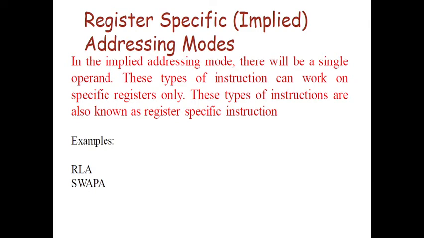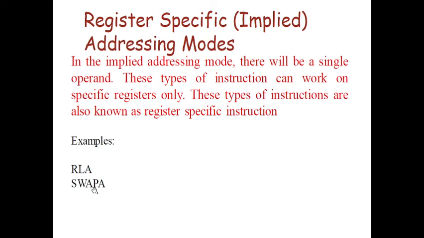Okay, here we are having an instruction called RLA. That means rotate the contents of accumulator to left. Whatever the contents of accumulator, already we have discussed about rotating. So the operand is directly specified in the instruction. RLA is nothing but an instruction which contains the operand, so the operand is implied in the instruction itself. That is what is called register specific or implied addressing mode.